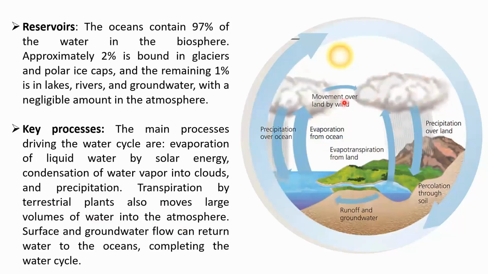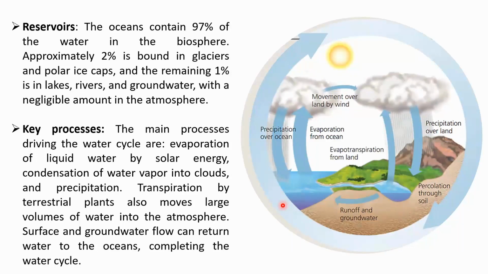After the formation of clouds by condensation, precipitation happens, which leads to rainfall. Surface and groundwater flow can return water to the oceans, completing the water cycle. So the water that was evaporated from the ocean undergoes condensation, leading to cloud formation. By precipitation, the water reaches the soil surface due to rainfall. Then percolation through the soil, or runoff and groundwater, again replenishes the oceans, thus completing the water cycle. So this is what happens in a water cycle.